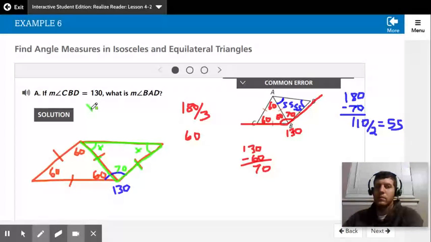And then you would do x plus x plus 70 equals 180. The three angles of a triangle add up to 180. Okay, and then you get 2x plus 70 equals 180. You subtract 70 from both sides. That's 2x equals 110. And then you divide both sides by 2. And so x here is going to be 55 degrees. So BAD would be this angle here, 55 degrees.